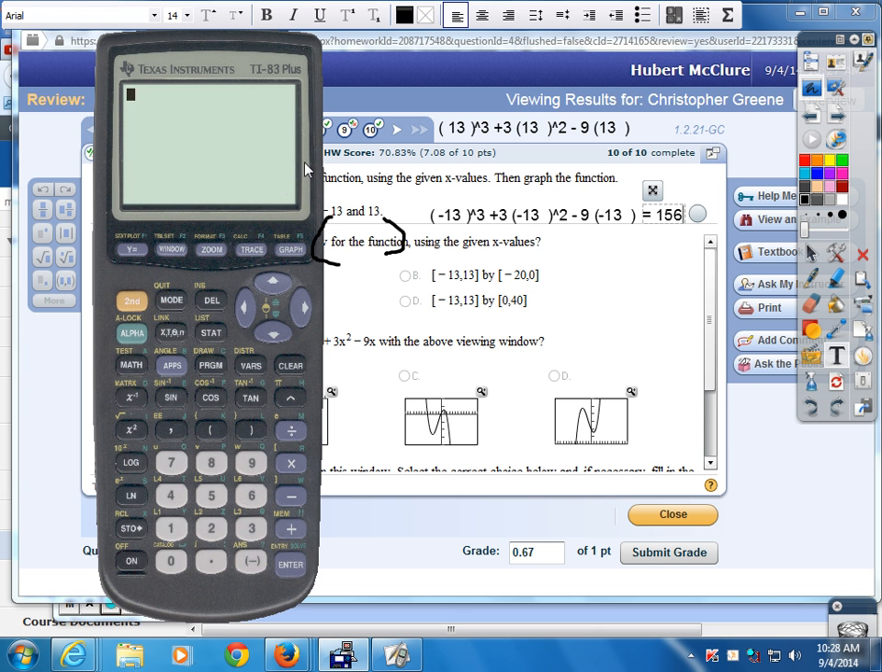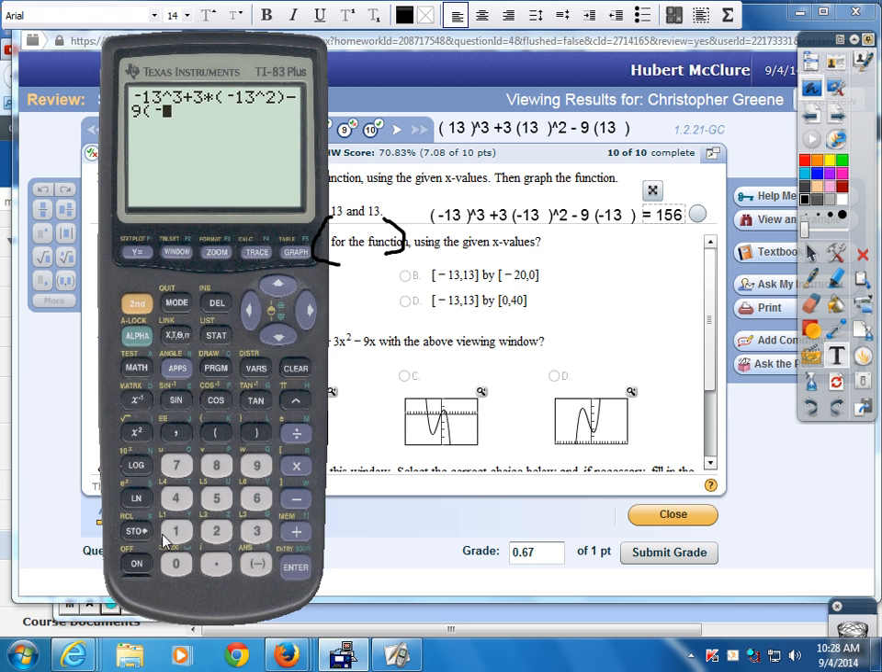I might as well just get Dr. Gabati in here. Negative 13 raised to the third power plus 3 times negative 13 squared minus 9 times negative 13. Is that what y'all got? Huh? Negative 2587.